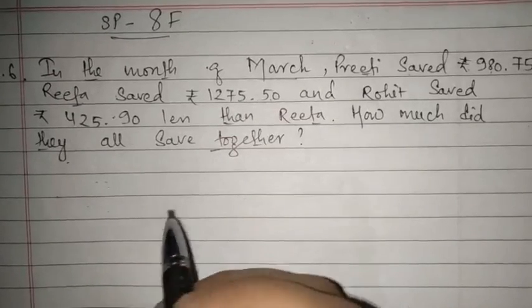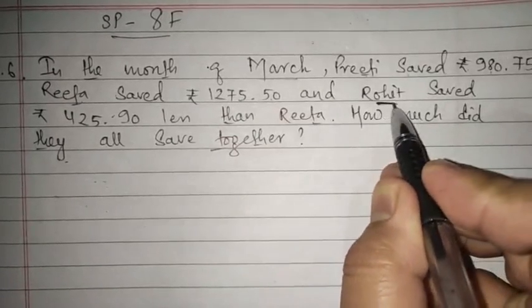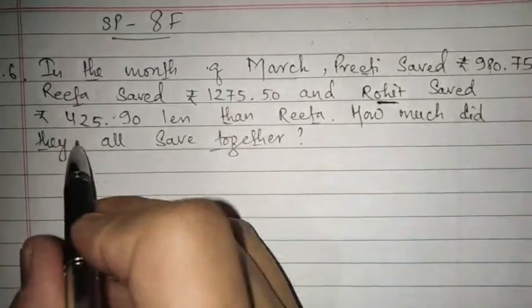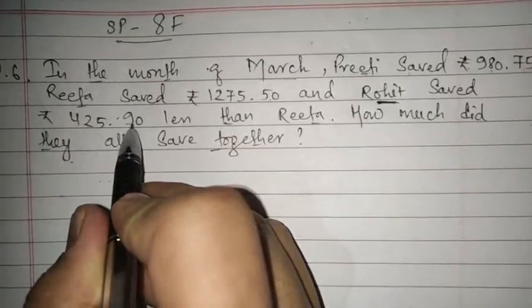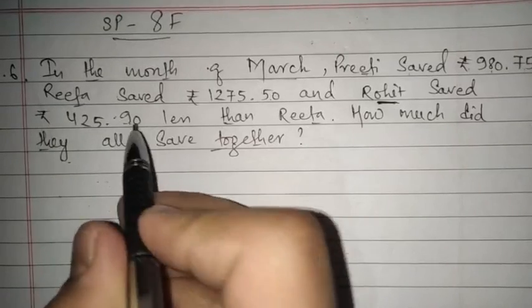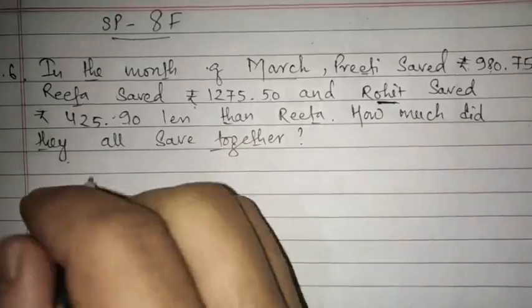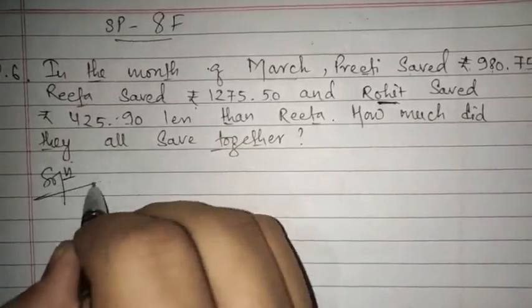It's very easy. Only the complication is with Rohit, that is, the direct amount is not given. They have said that Rohit saved 425 rupees 90 paise less than Rita. That means you have to subtract. I'll show you the process. No issue. Let us start writing.